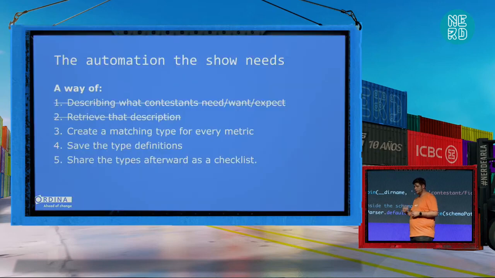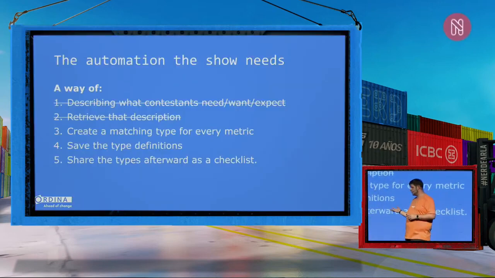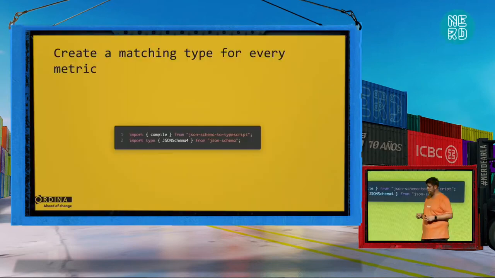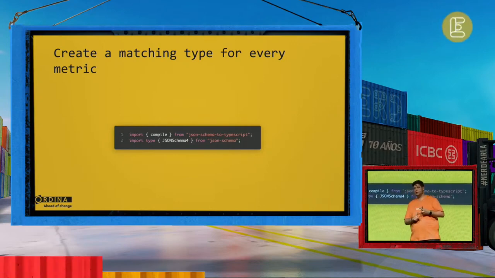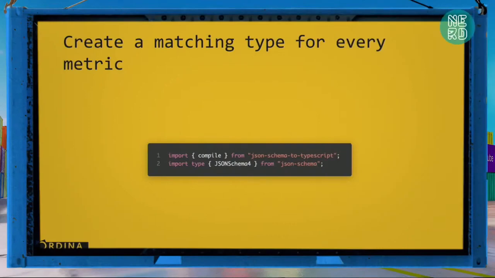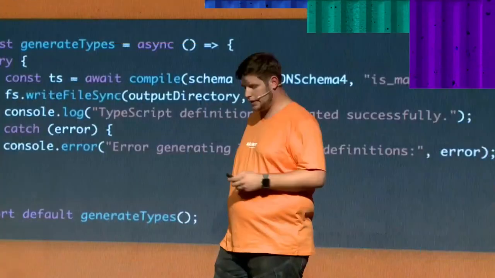With the schema imported, they go to the next step where they want to create a function where they're going to use some type of package. They're going to use two of them, the JSON schema to TypeScript node package and a JSON schema package. With those imported, they are creating a function called generateTypes, where they validate and compile the schema and save that as a TypeScript object.